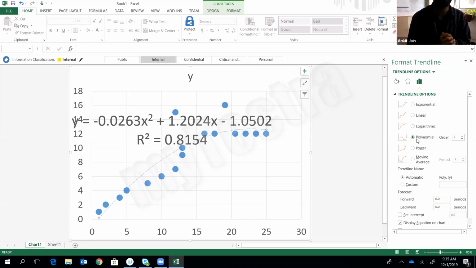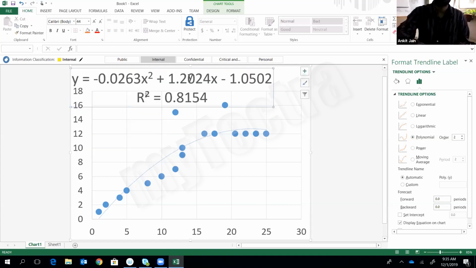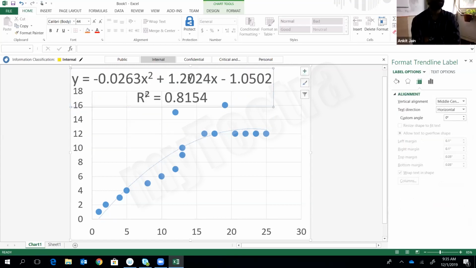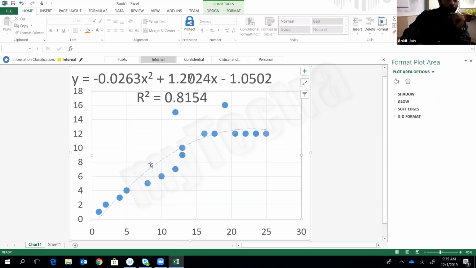So here I am changing to polynomial. Check it. What did I get? m1x square plus m2x plus c. What is your R square value here? 0.81. If you see this curve, are you all able to see this curve?